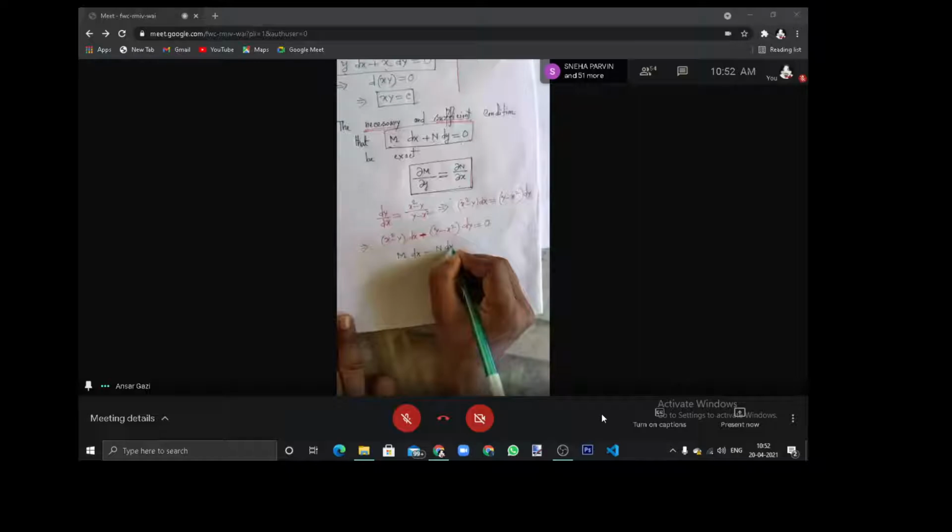Del N del x. This is a necessary and sufficient condition, and for that reason if the two are not equal, the given differential equation is not exact.